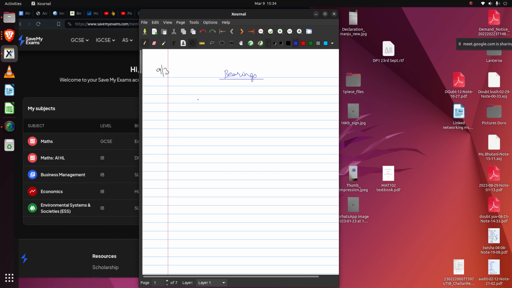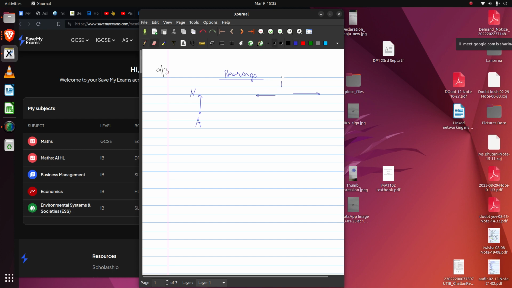Very basic, and you can have some difficult questions based on this. So let's say this is a point A, and at any point the north direction is always vertically upwards from it. On a 2D plane, how do you denote all the four directions? East, west, north, south, you know that. So for bearings, your reference is the north direction.